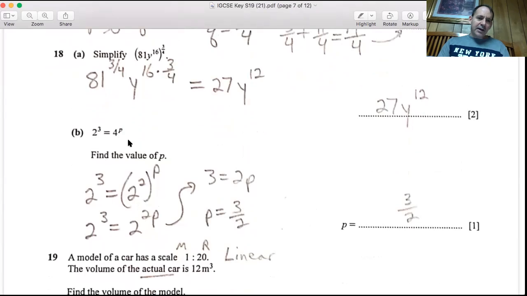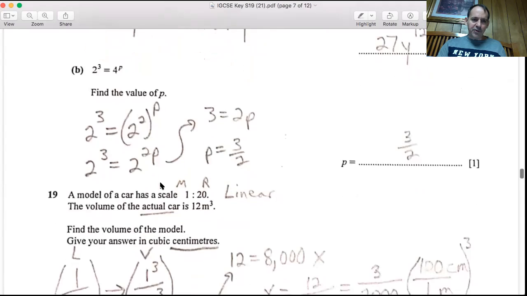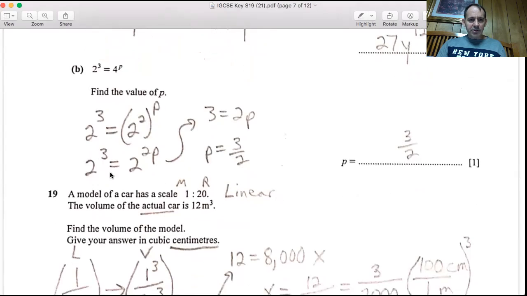Then we have, actually, this is an exponential because the variable is up in the exponent place. What they want you to do is get like base. So the base here is 2, and we want to convert our 4 into base 2. The 4 can be written as 2 squared. And again, exponent raised to an exponent, you multiply. So we get 2 cubed equals 2 to the 2p.